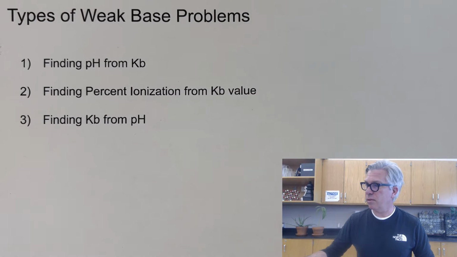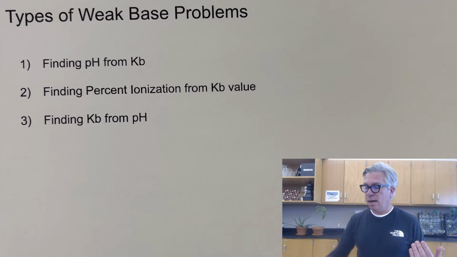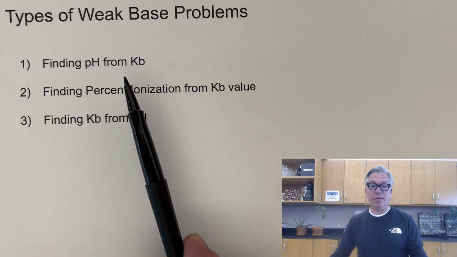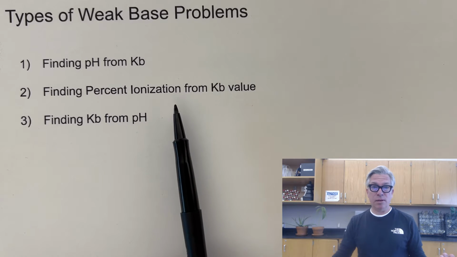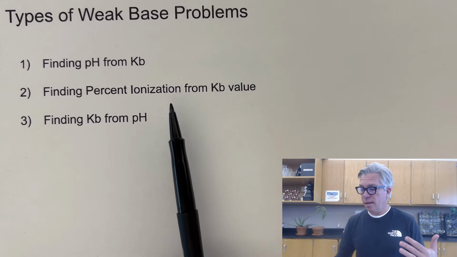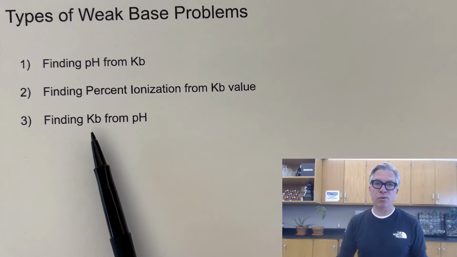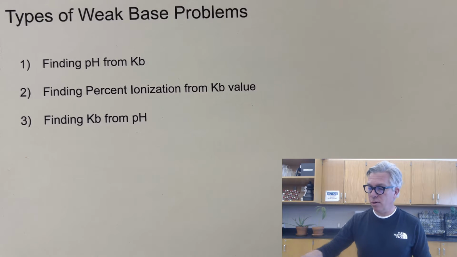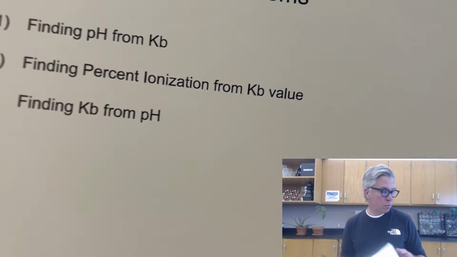All right, there are three types of problems that I need to cover today that you're likely to find if you're working your way through weak bases. They include finding the pH from the Kb. So maybe you know what the base is and the Kb value, but you're trying to predict the pH. Finding the percent ionization from that Kb value, we'll take it a step further. And then flipping it around and saying, if I know the pH, can I find the Kb value for this weak base? And yes, we can. So we're going to go through all of those. If you know which one you're looking for and you want to skip ahead, you can do that. Otherwise, just hang out and we'll solve some problems.